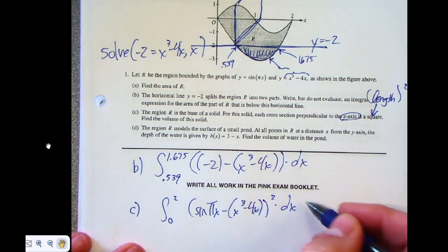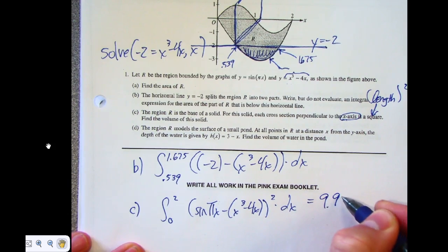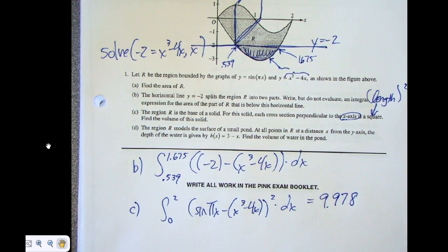Yeah, and then you plug all that in, which I don't really want to do right now, but you get 9.978. Plug it in. Alright, for C. Yeah. Okay. For D.